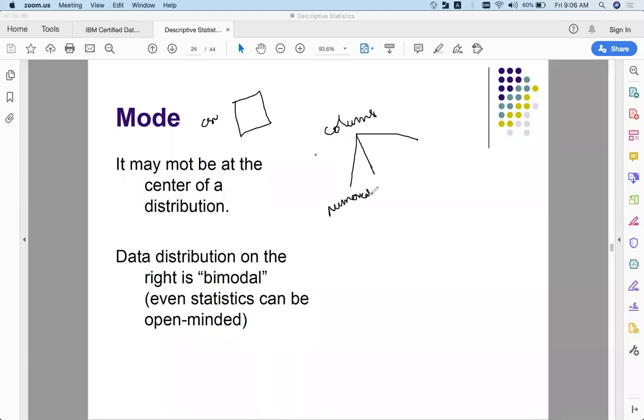Binary? No, that is categorical. Numerical column, categorical column. Ordinal or something? No, all of those are categorical. Continuous. This is called continuous, another word for numerical. Ordinal, nominal, all of them come under categorical. What is the third one? Let's see, I'll give you 2 minutes. Think outside the box.